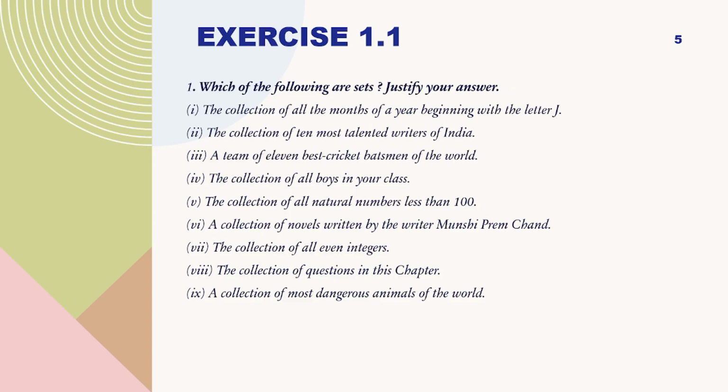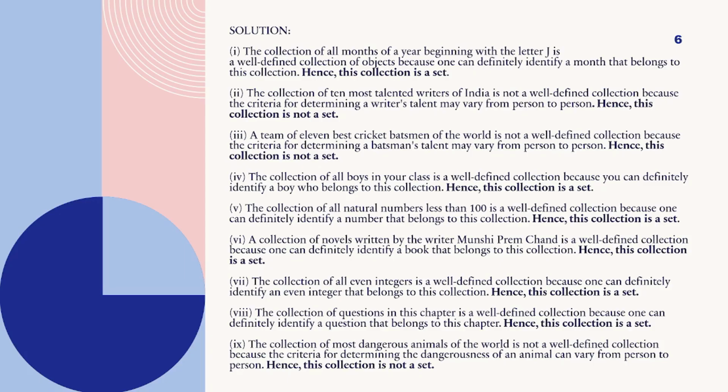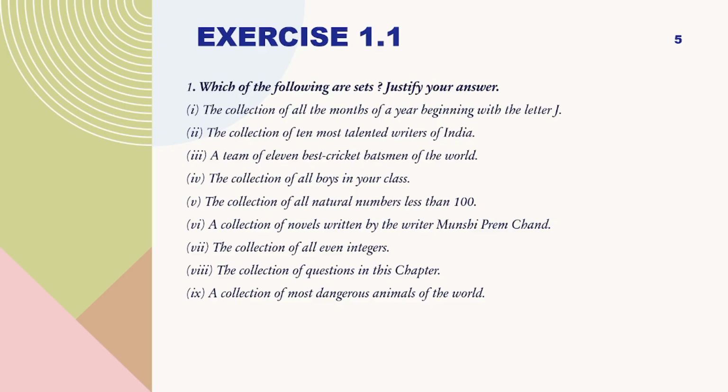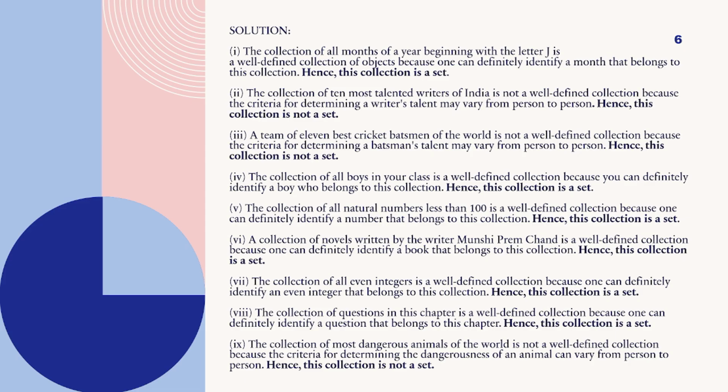A collection of novels written by the writer Munshi Premchand. It is also a set. Why? Because they have mentioned the novels written by the writer Munshi Premchand. They have mentioned a writer as well as the novels written by him. So it is definitely a collection and it is a set. The collection of all even integers. This is also a set because they have mentioned particularly even integers. So all the even integers 2, 4, 6, 8 belong to this collection. So it is a set.